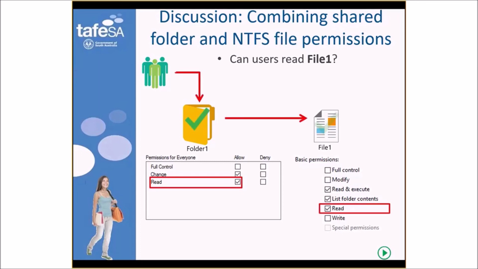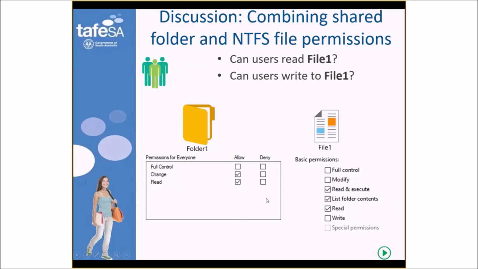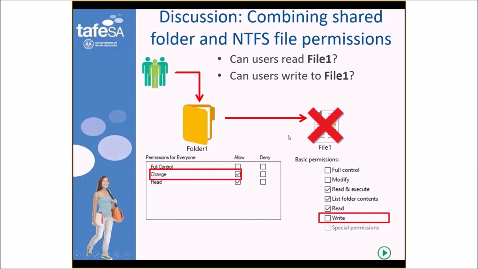So users can read the file. So if people are accessing it over the network and they've got read, they can read the file. But when you go to the NTFS, they can read the file. So yes, they can read the file. Next is they want to change the file. They come through the share with change. But when they get to the file system, they don't have the right permissions in this example. So they are stopped from changing.